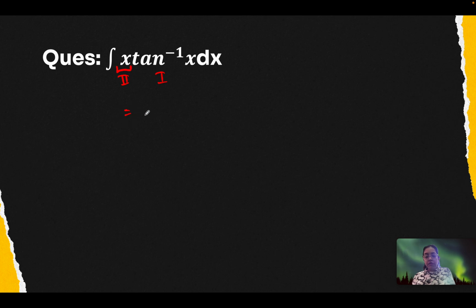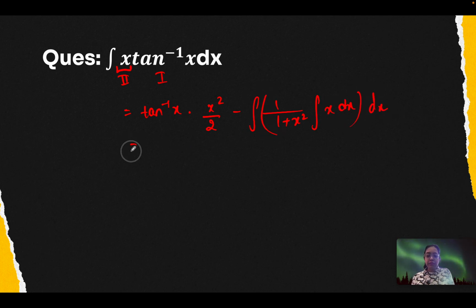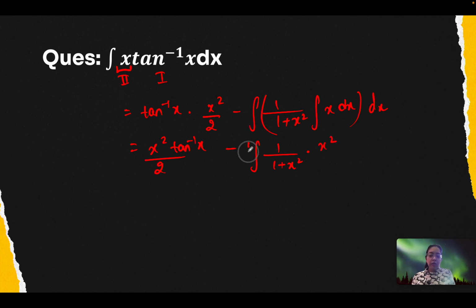So it was first as it is, that is tan inverse x as it is, integration of x, so what will it be, x square upon 2, minus integration sign. Now the derivative of tan inverse, that is 1 upon 1 plus x square, integration of x dx, and then the whole thing will be an integral. So I can just rewrite x square tan inverse x upon 2 minus integral 1 over 1 plus x square into x square, and 1 by 2 will go outside the integral sign, dx.